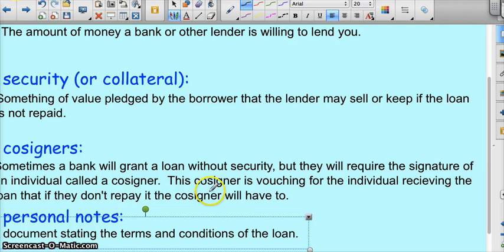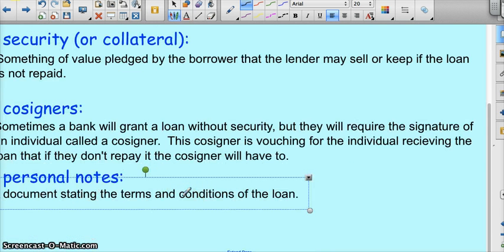When co-signing for me, what they were saying was if I didn't pay back the loan, they would pay it back for me. Once again, guys, the idea here is people just don't lend you money hoping you're going to pay it back. You will either have to have security or collateral or a co-signer, because regardless, they're going to get their money back out of you. There's no way they're not going to. That's just how it works.